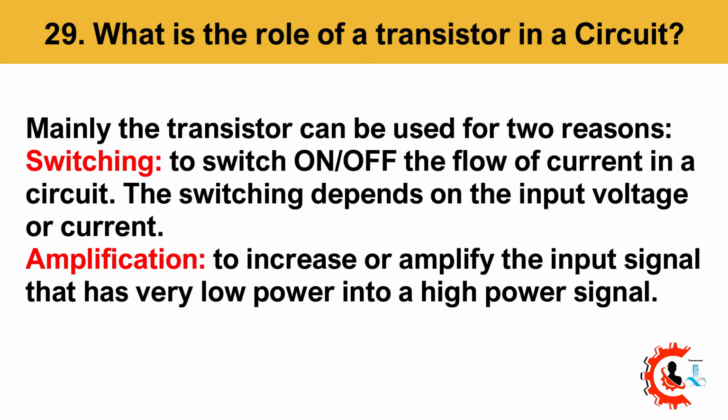29. What is the role of a transistor in a circuit? Mainly the transistor can be used for two reasons. Switching. To switch on or off the flow of current in a circuit. The switching depends on the input voltage or current. Amplification. To increase or amplify the input signal that has very low power into a high power signal.